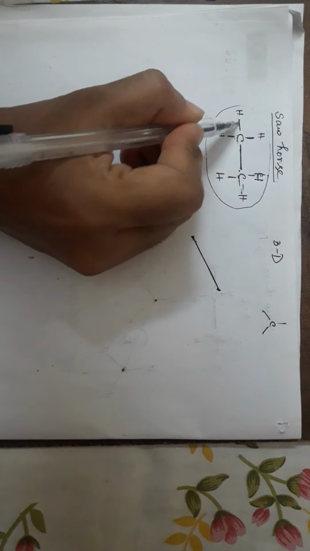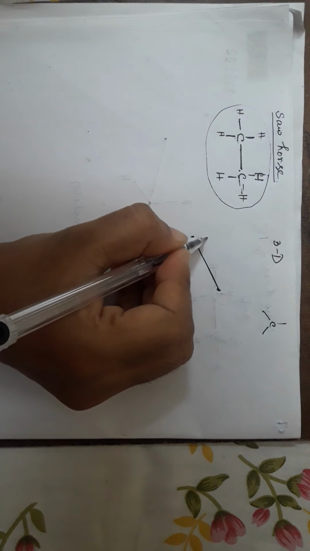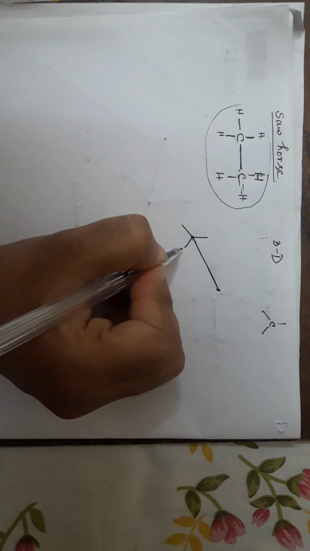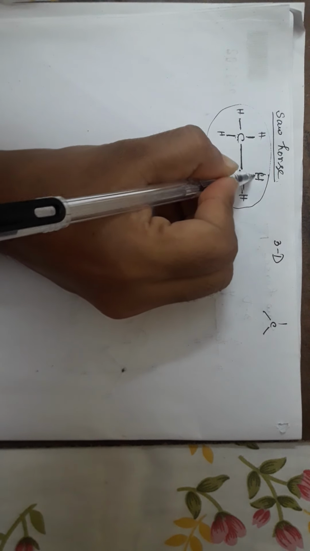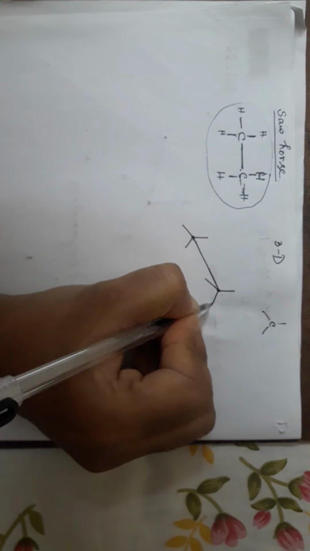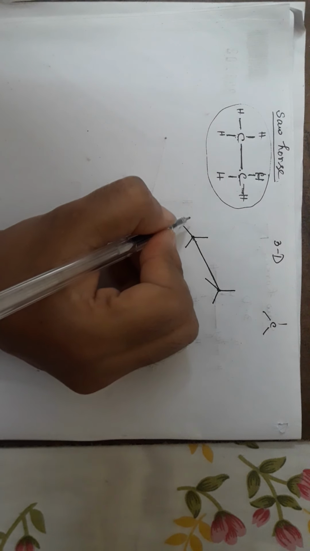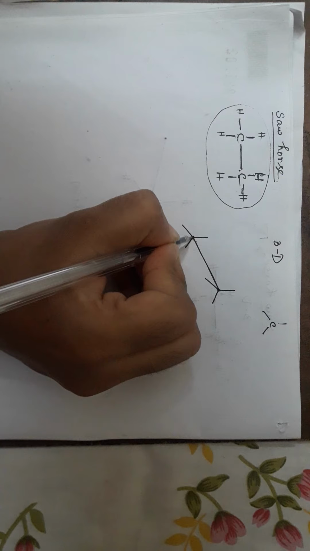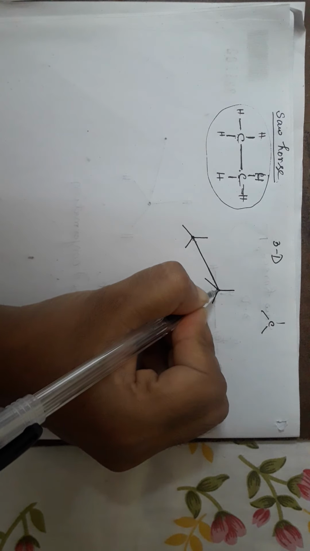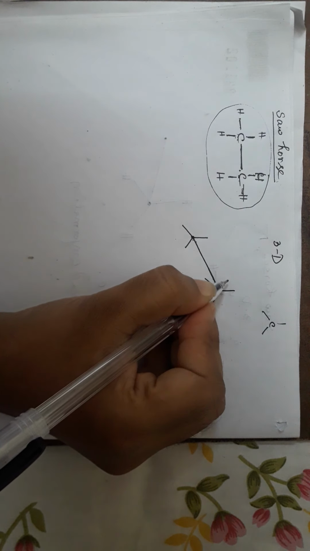So here the 3 hydrogens will be linked by 3 small bonds. Same, the 3 hydrogens linked with the second carbon will be drawn like that. The 3 groups attached to one carbon we will draw like this, and the second carbon in this way.